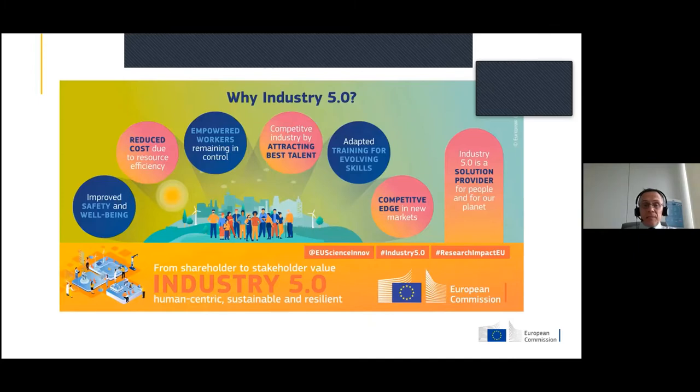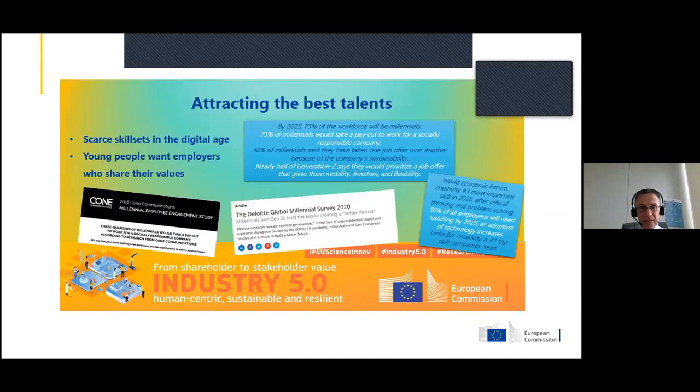So to sum this up, they will have the competitive edge in new markets. And if you think, one of the strengths of European industry is the so-called green industry, and that's, by the way, also due to a quite strict regulatory side. So it's not a burden, but it is in future an asset. This is what we are convinced of. If you look on the right side, Industry 5.0 is not just a provider of shareholder value, but it's much broader. It's a provider of solutions for people and for our planet.